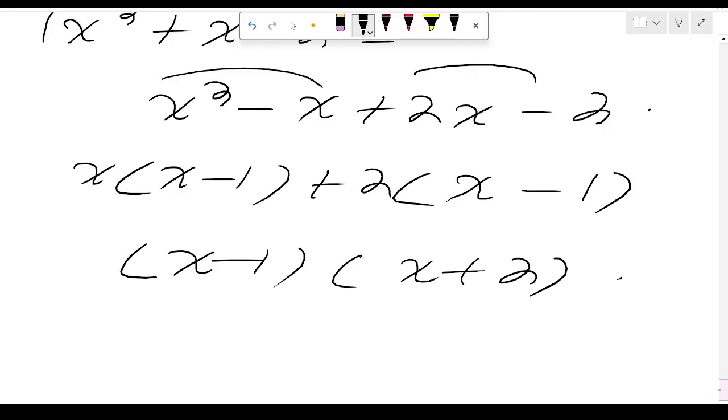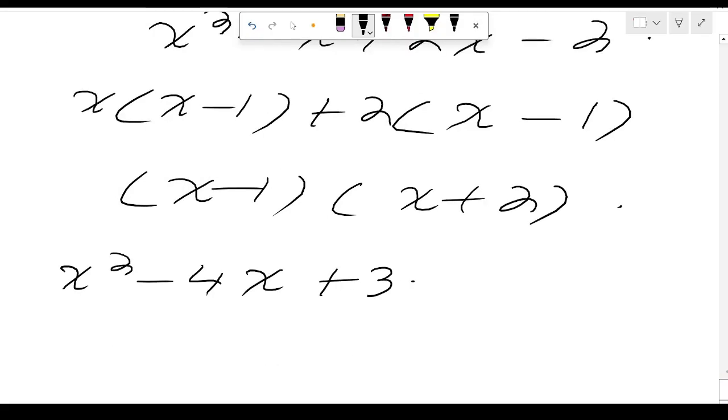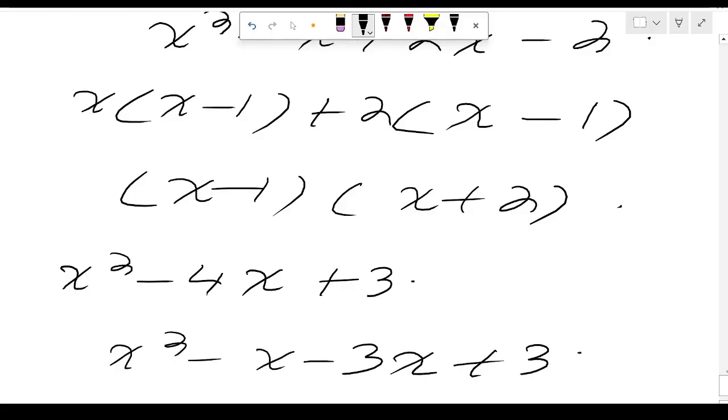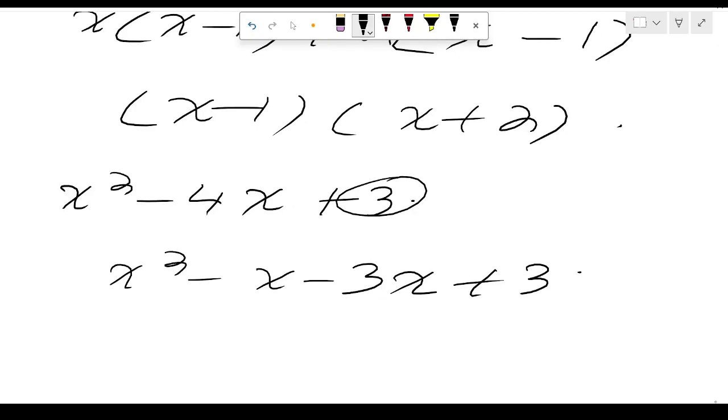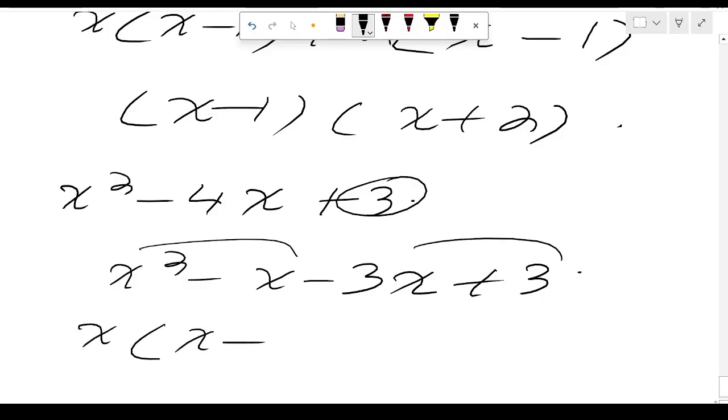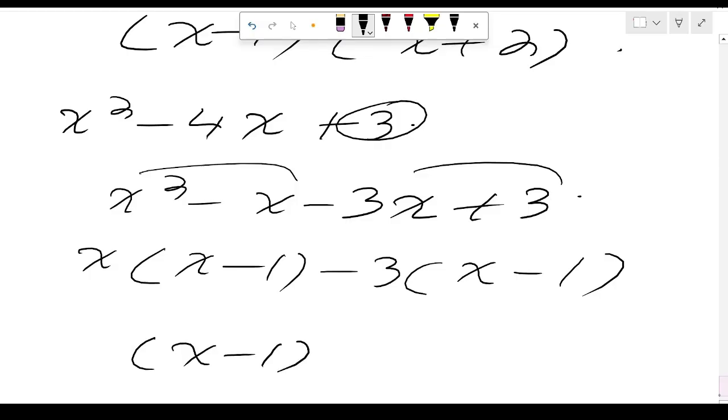Now for the third factor, we have x squared minus 4x plus 3. Now what will be the answer to this question? We can write x squared minus x minus 3x plus 3, because I found the factors by multiplying the coefficient and the number, which is 3. So I have 2 pairs. I can just write x bracket (x minus 1) and minus 3 bracket (x minus 1). Okay, and then I can easily write here x minus 1 and x minus 3. So I found the 3 factors.